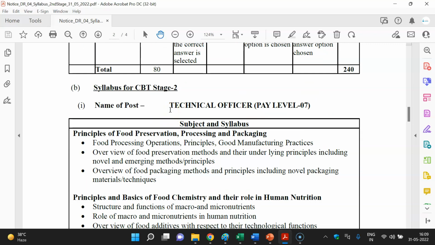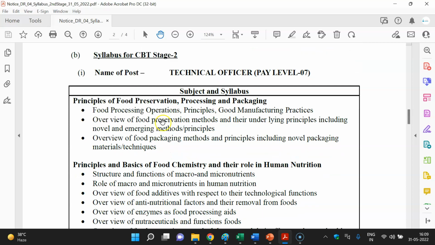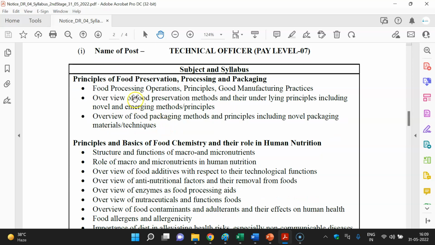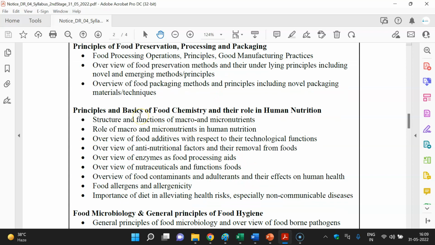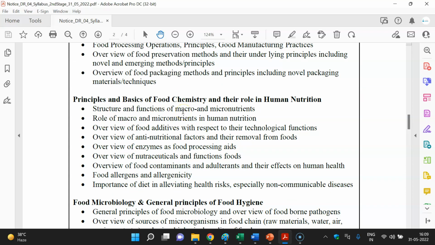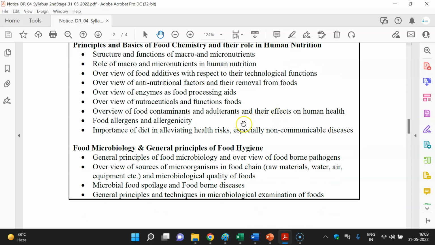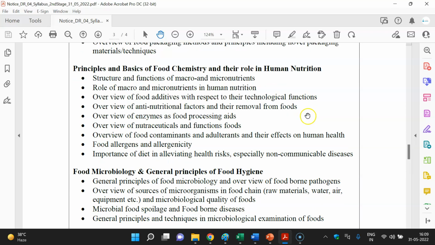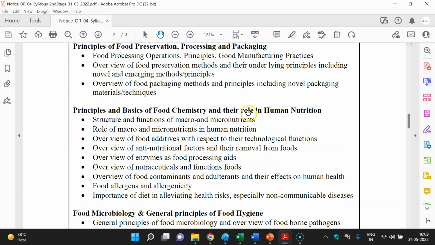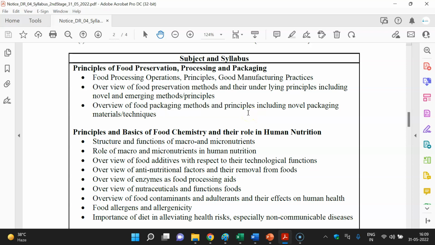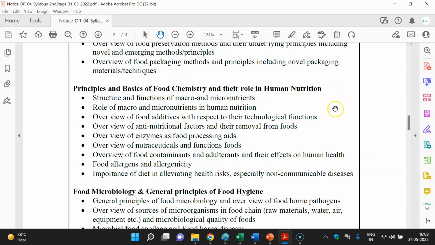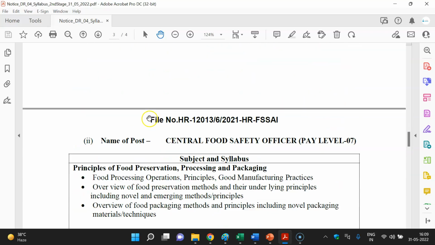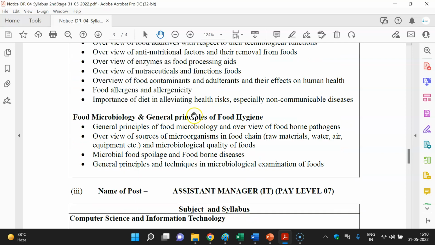And in the syllabus, they have removed the regulatory part, and only the technical part they have kept in this. Principle of food preservation, processing and packaging, principle and basics of food chemistry and their role in human nutrition, food microbiology and general principle of food hygiene, and the same for Central Food Safety Officer, they have kept the same syllabus. So you have to read only these topics or subjects which I have given: principle of food preservation, processing and packaging, principle and basics of food chemistry and their role in human nutrition, food microbiology and general principle of food hygiene, and the same for the Central Food Safety Officer.